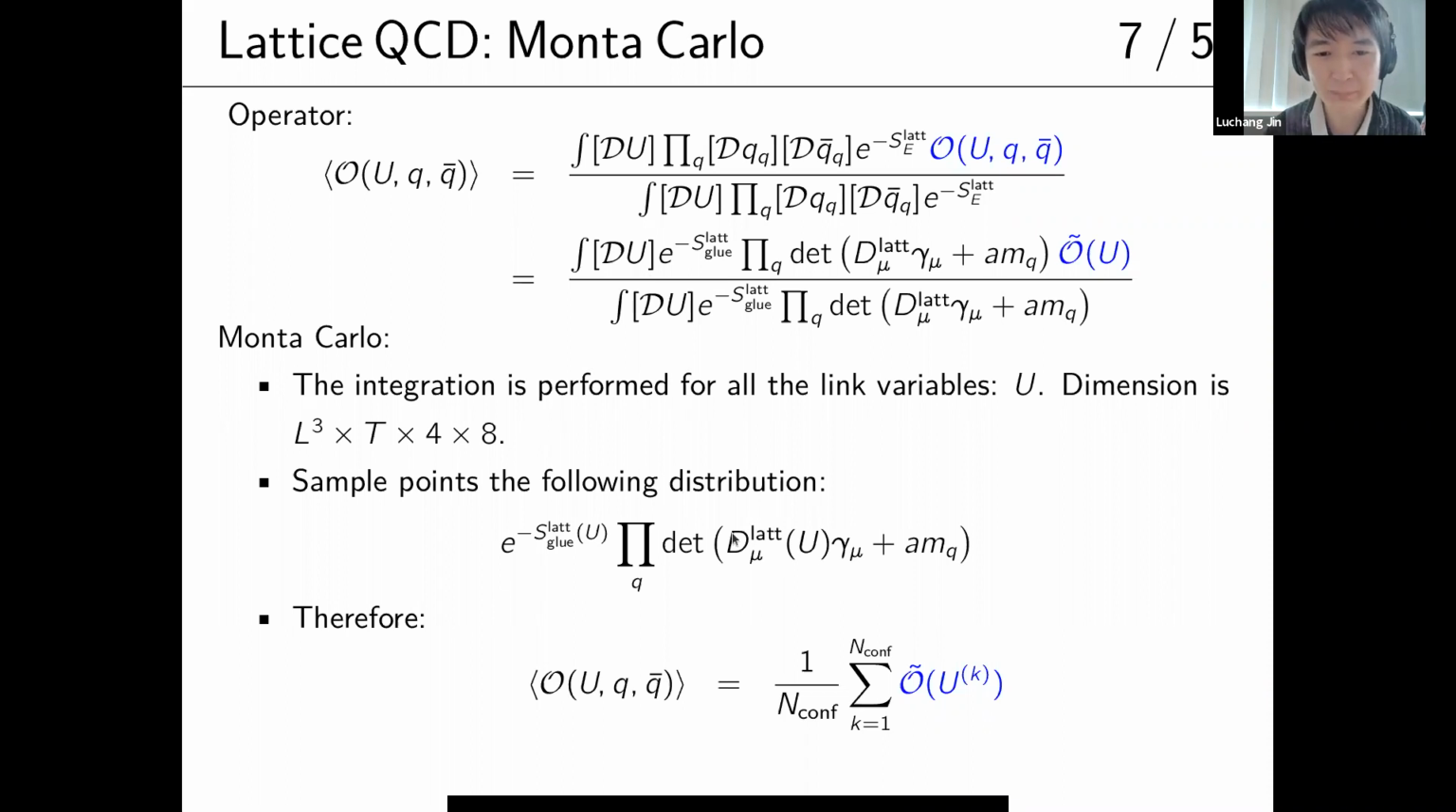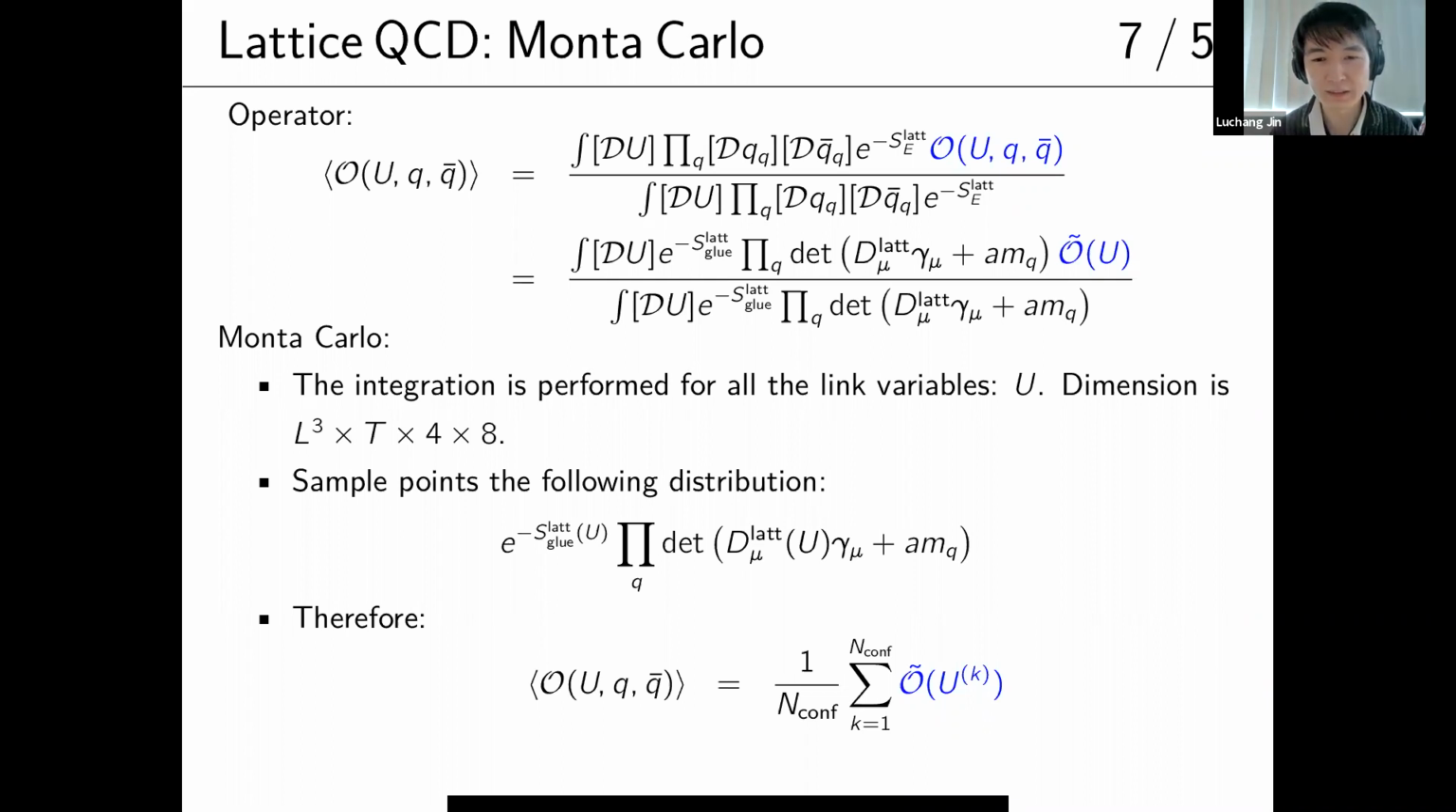The sea quark effect is built into this determinant. Once those configurations, the sample points, are generated, the effect from the sea quark loops is automatically included. To do this integral, once we have the gauge configurations sampled with this distribution, we just measure the observables on each configuration or sample point, and we compute a simple average of them. That will be the quantum expectation value of the observable.